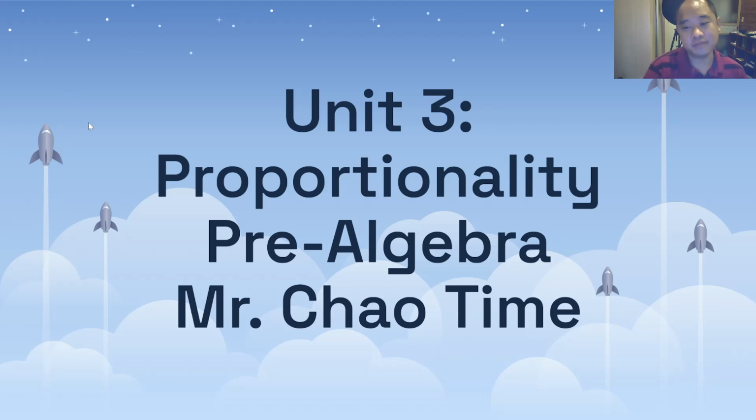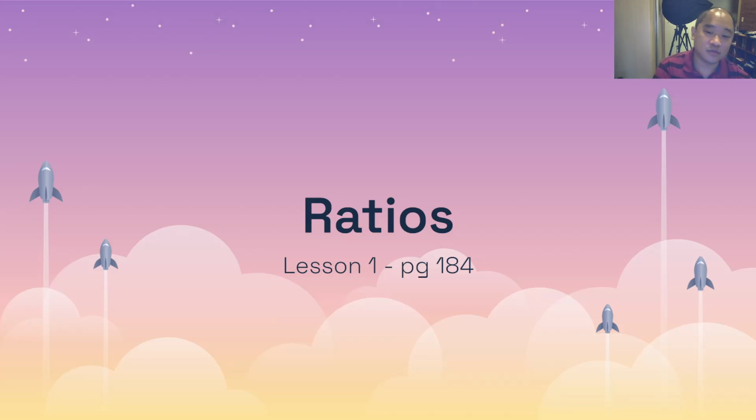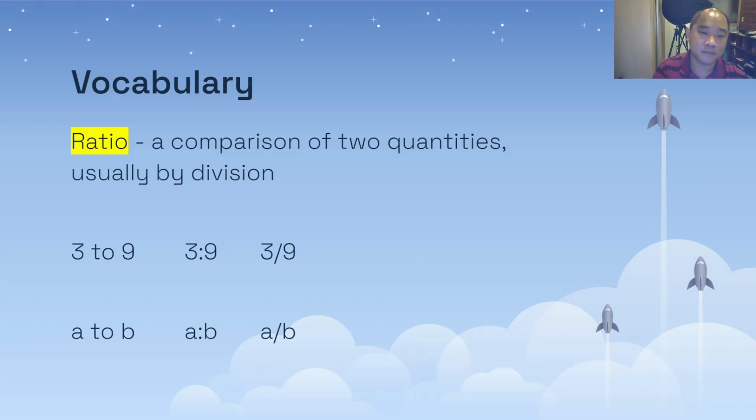We have started Unit 3, Proportionality. Lesson 1 is on ratios, page 184, if you're following along in the book. Well, what is a ratio? It is a comparison of two quantities, usually by division, but not always. For example, 3 to 9 is a comparison of two quantities.